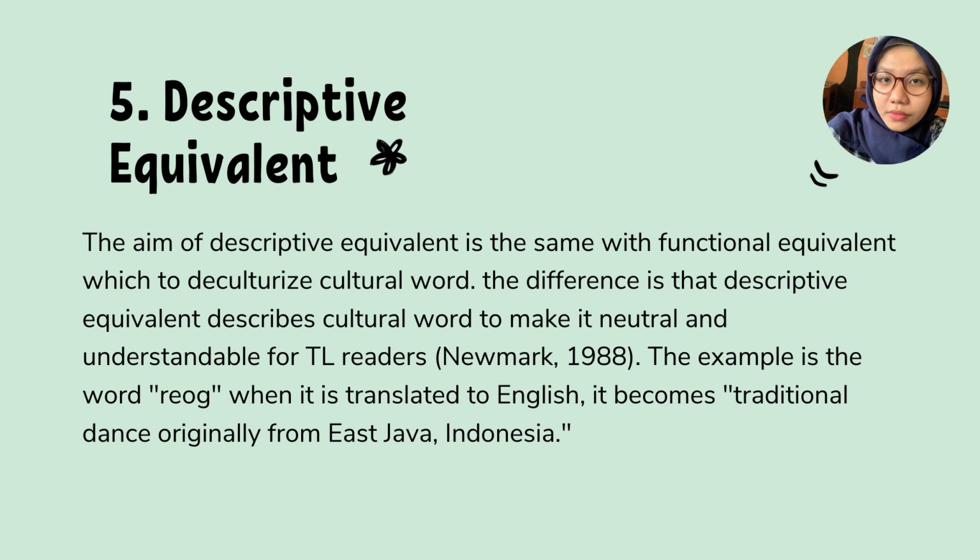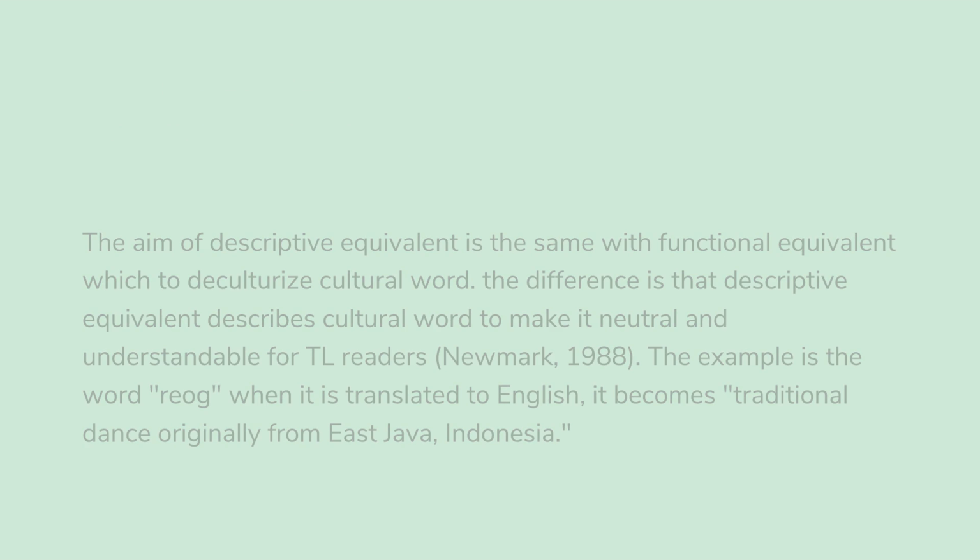5. Descriptive equivalent. The aim of descriptive equivalent is the same as functional equivalent, which is to deculturalize a cultural word. The difference is that descriptive equivalent describes the cultural word to make it neutral and understandable for TL readers. The example is the word "rayok". When it is translated to English, it becomes traditional dance originally from East Java, Indonesia.